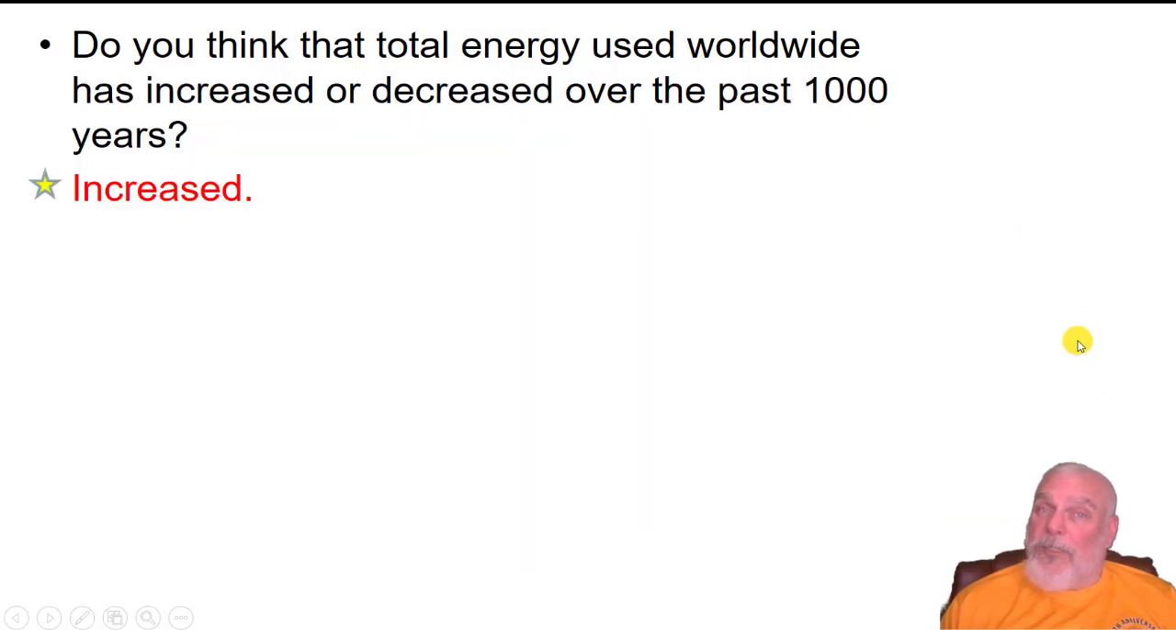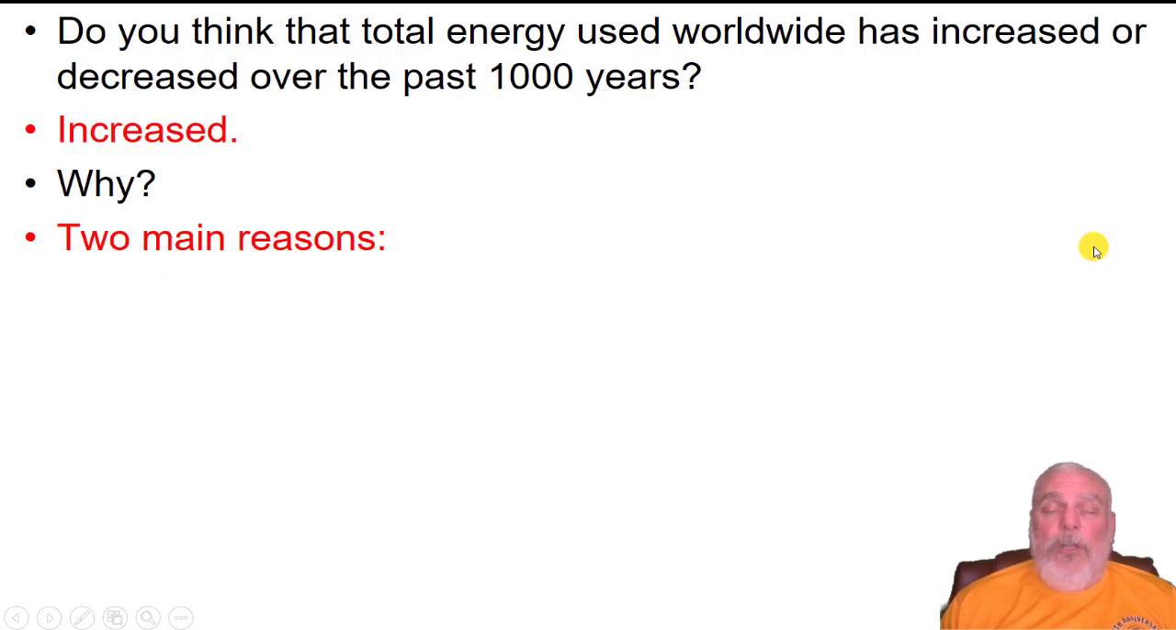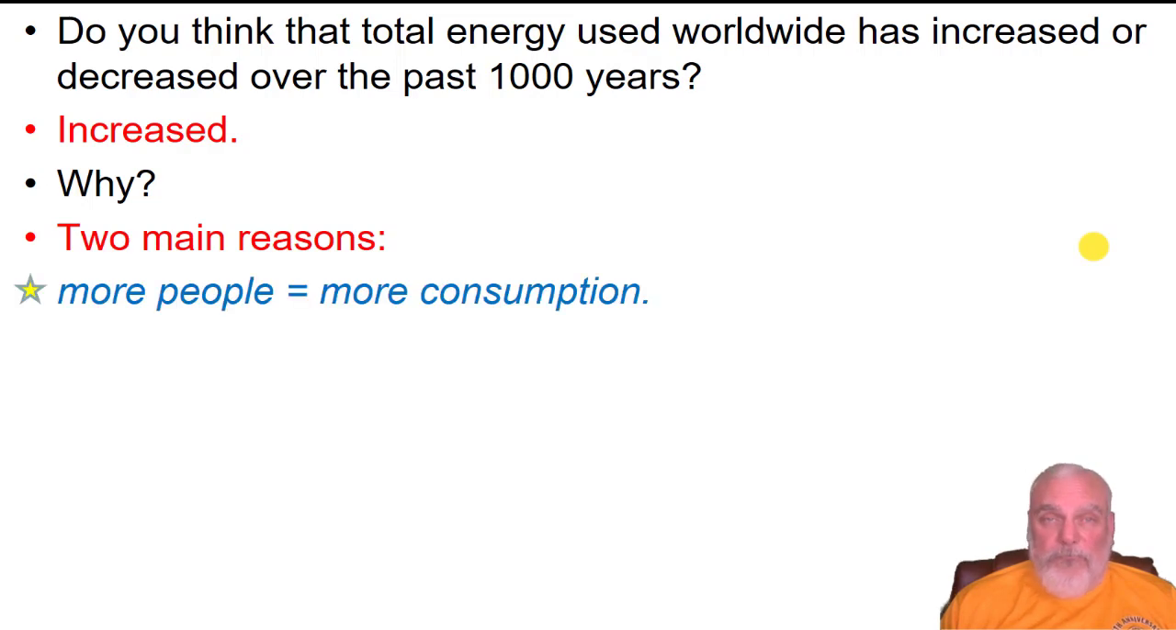Well, it's increased, and it's increased by quite a bit. What could be a couple of reasons why the total amount of energy use has increased over the past 1,000 years? Well, there's two main reasons. The first reason is that there's simply a lot more people nowadays than there was back then. So the more people there are, the more energy needs there are, the more consumption that's going to be happening.